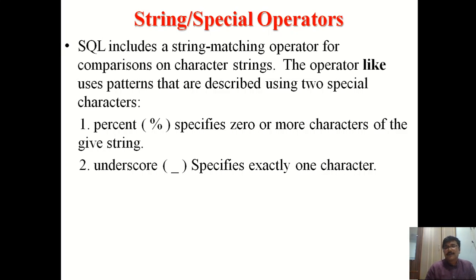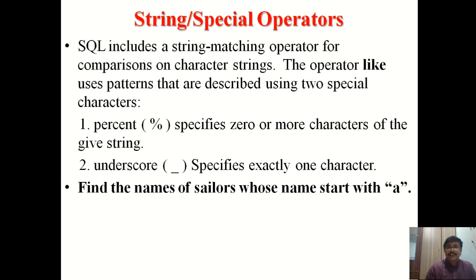By using these examples we can get what is meant by percent and what is meant by underscore, and how we can use these two characters. Let us see one by one. The first query is: find the names of Sailors whose name starts with A. I need to display the names of Sailors. Some different Sailors are there: Dustin, Jorba, Horatio, Bob, like this. But among those, whose name starts with A, the remaining characters can be anything. Even if the name is simply A, or A followed by different characters, whatever name starts with A should be displayed.